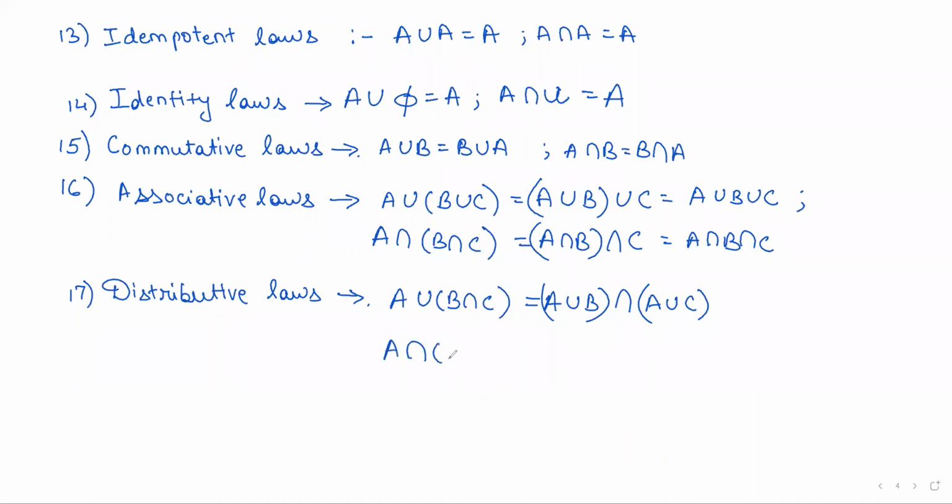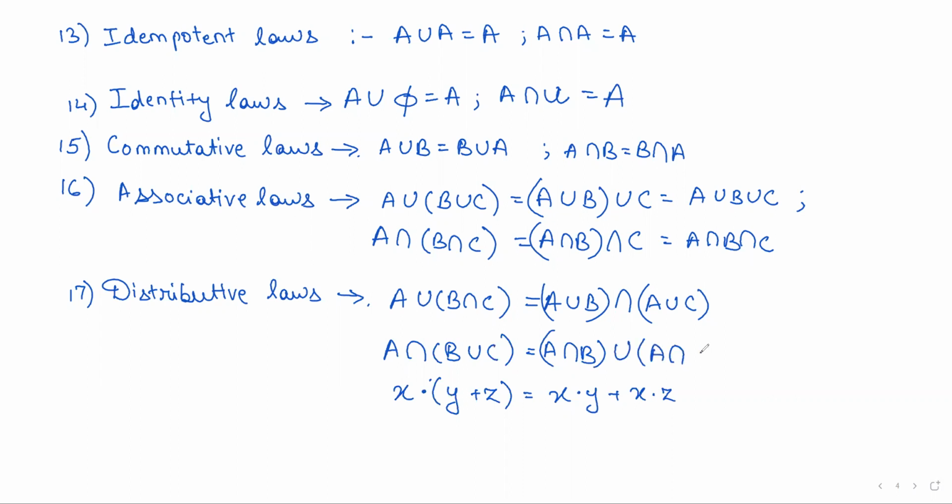What about A intersection B union C? Again the same. This could be analogically equal to x, where intersection is multiplication: x into y plus z. We used to write x into y plus x into z. So either by analogy or by observation, A intersection B, plus meaning union, A intersection C.